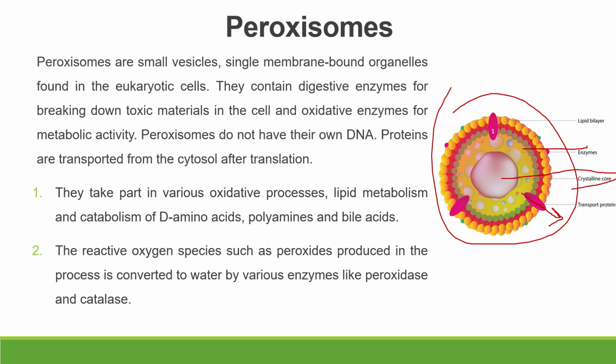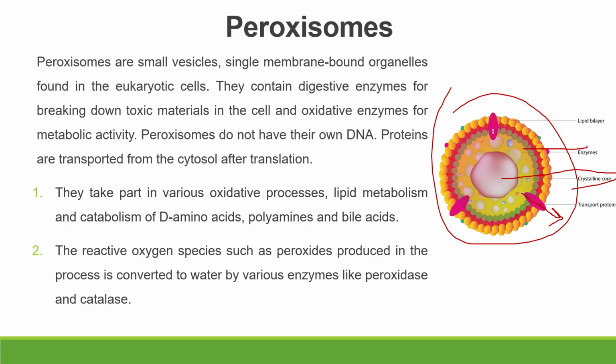Of course, its major help is detoxification, and it produces hydrogen peroxide using oxidase enzymes. It helps break it down using the catalase enzyme, which prevents cell damage. And even fatty acid breakdown, by beta oxidation of very long chain fatty acids, converts them into shorter chains for the mitochondria. That is also a major function of the peroxisomes.